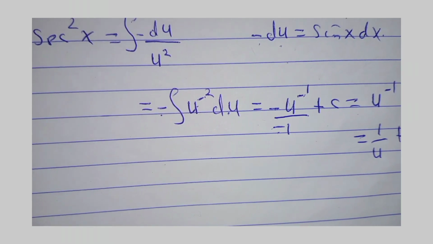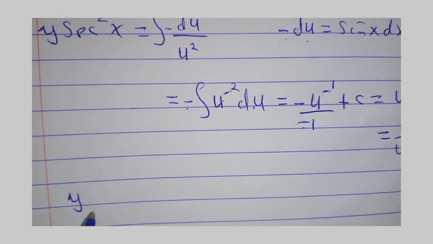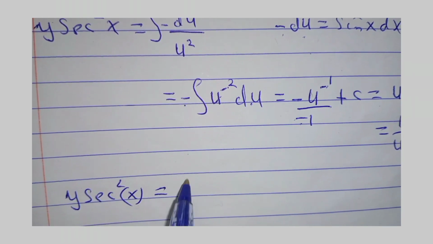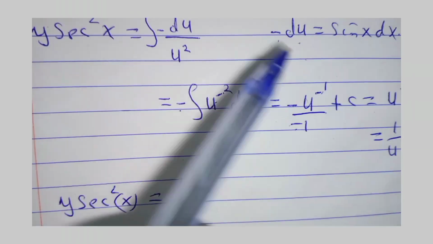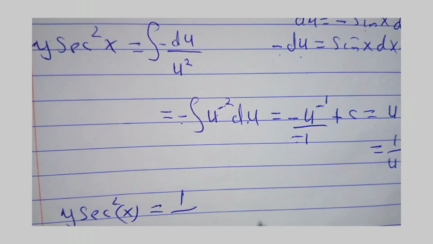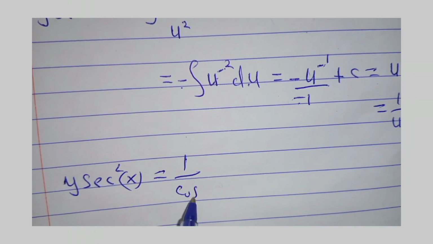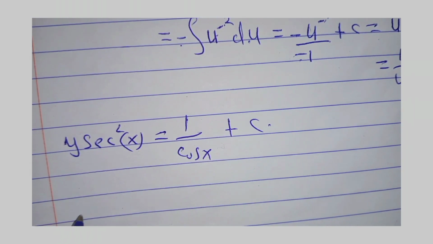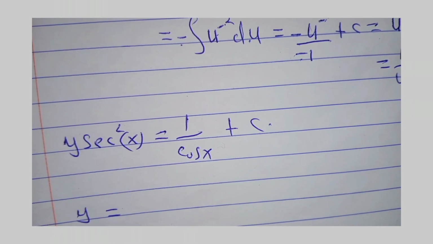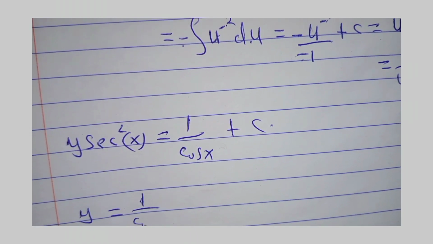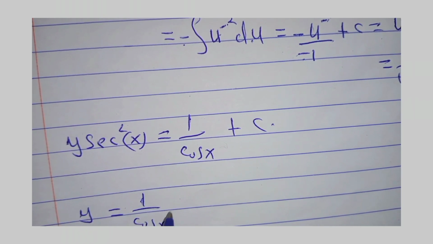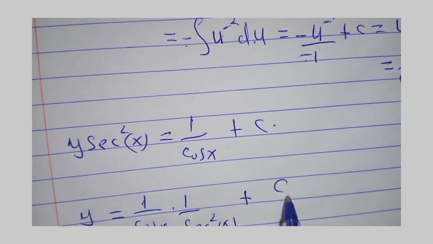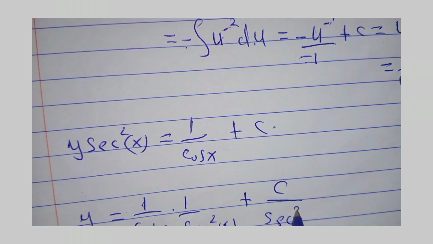Then you can combine the right hand side. Here we have y sec squared of x is equal to 1 over our u. We let our u be cos of x above there. So 1 over cos of x plus constant c. Then we divide both sides by sec squared of x to be left with y, which is equal to 1 over cos x multiplied by 1 over sec squared of x plus c over sec squared of x.